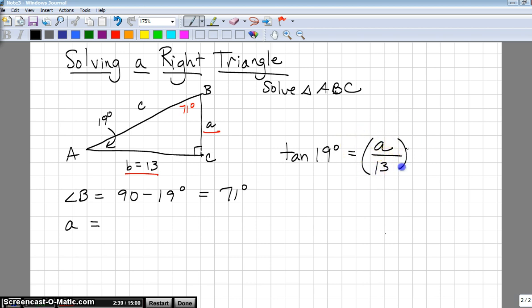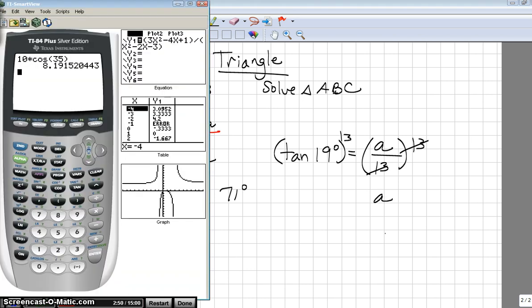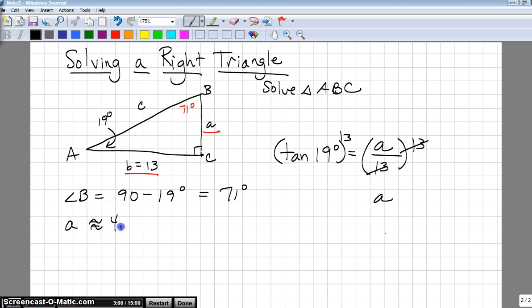So we're going to solve for a by multiplying both sides by 13. So little a is 13 times the tangent of 19 degrees. So we go to our calculator and we say 13 times the tangent of 19 degrees. Remember, we're still in degree mode. So it's approximately 4.476. All right, now we're going to find little c.